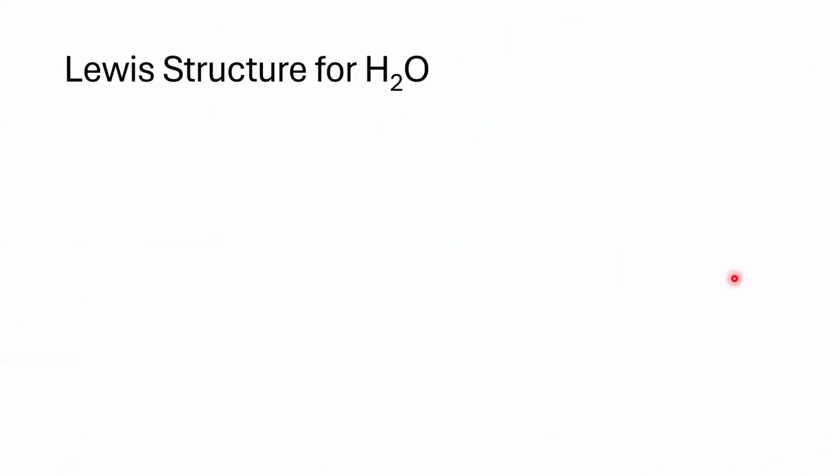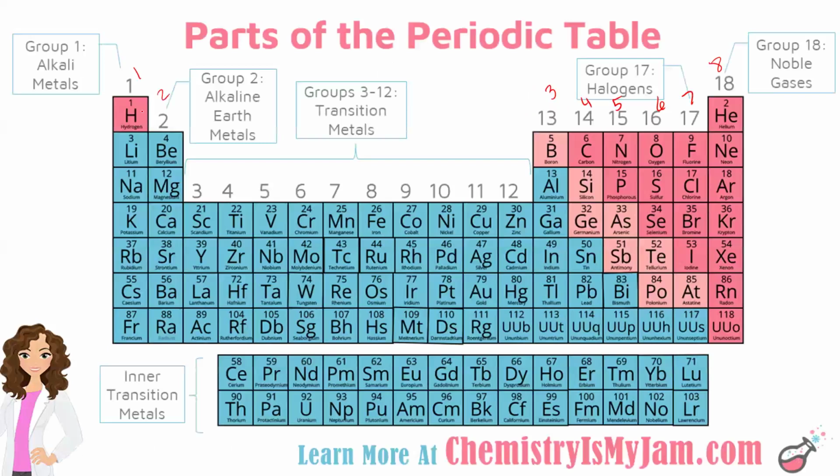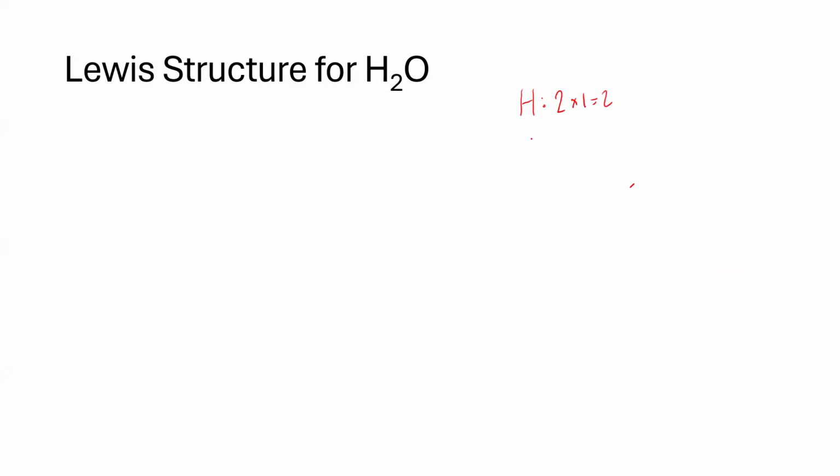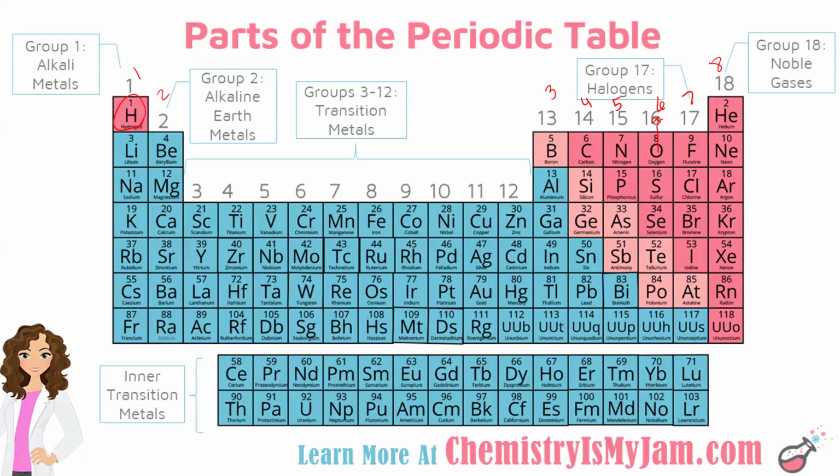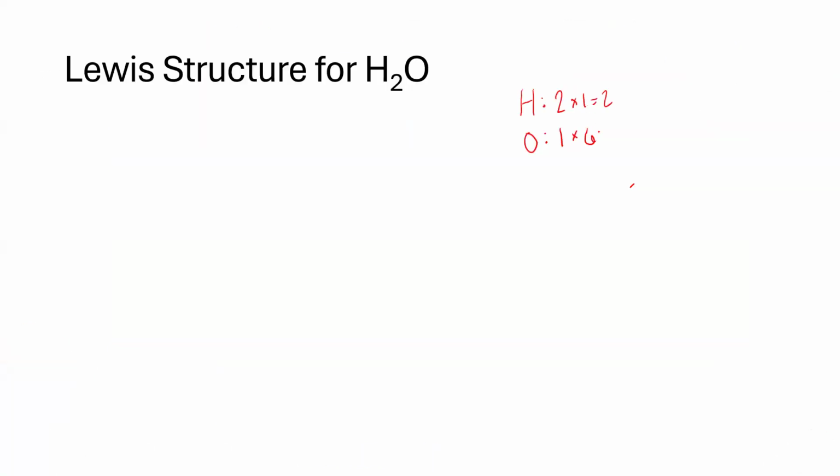First of all, the Lewis structure for H2O. The first thing that I'm going to do is calculate my valence electrons. So we're looking at H2O. It has 2 hydrogens. I go look at my periodic table. Hydrogen has 1 valence electron, so 2 times 1 is 2. And then it has 1 oxygen. Oxygen has 6 valence electrons, so 1 times 6 is 6. I'm adding these two things together, and I get 8. There's no charge, so 8 is my total number of valence electrons.